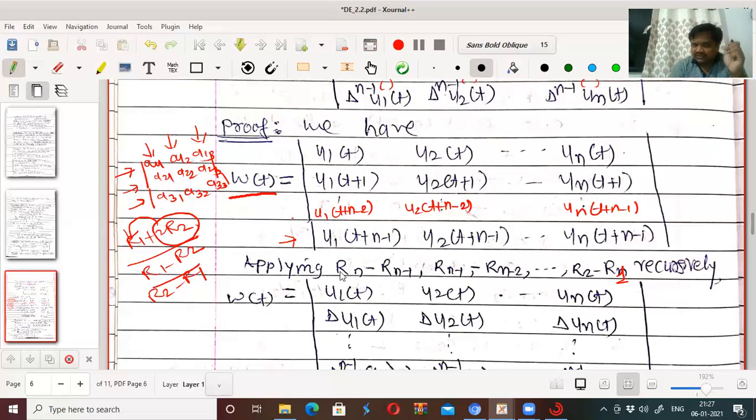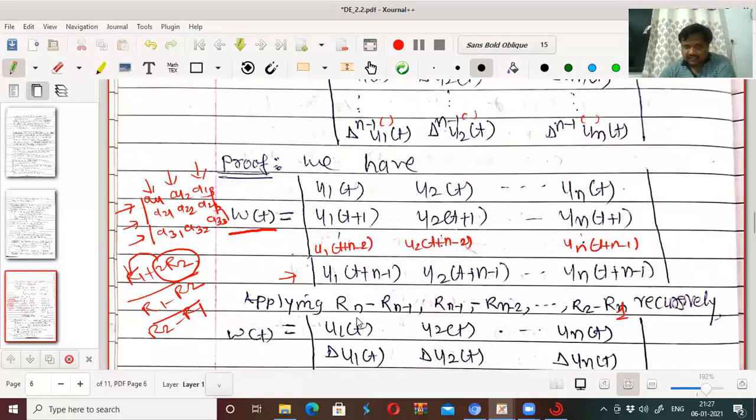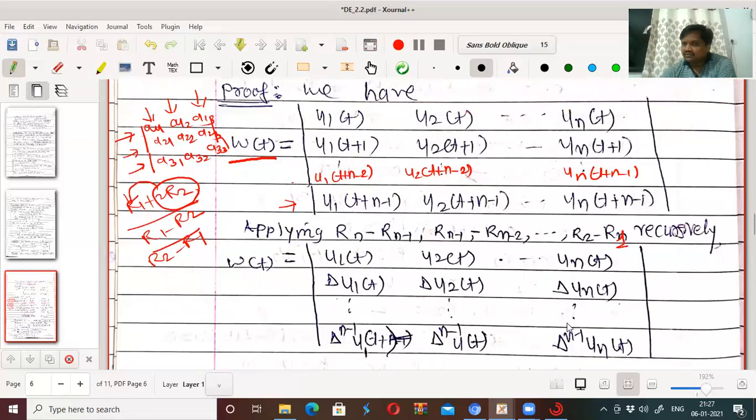And in the nth row, what will happen? u1(t+n-1) minus u1(t+n-2). Similarly, here, u1(t+1) minus u1(t) is delta u1(t). u2(t+1) minus u2(t) is delta u2(t). un(t+1) minus un(t) is delta un(t). Similarly, if we apply this recursively, then you will get delta^(n-1) of u1(t), delta^(n-1) of u2(t), delta^(n-1) of un(t), and so on. So this is the first step.